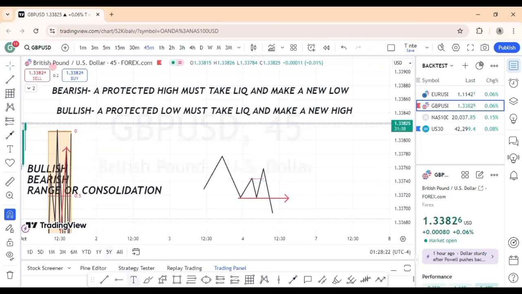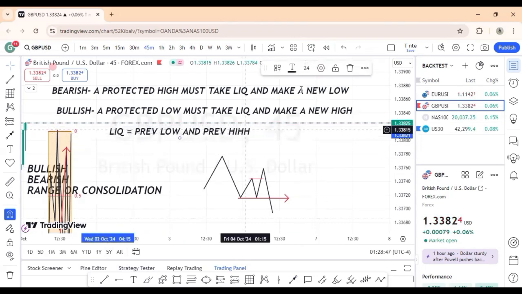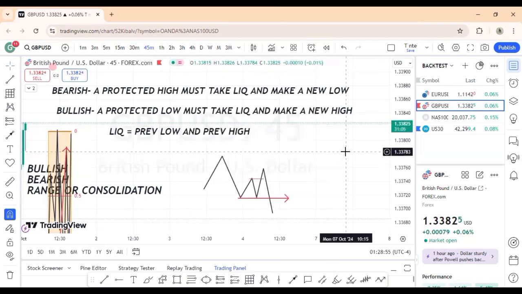So in this example, for today, just for today, liquidity is previous high and low, right? There's more than this. Liquidity is more than this, but for today, liquidity was previous low and previous high. Because when we start talking about liquidity, you'll see that it's more than this. But just for today, previous low and previous high, that's all for today.